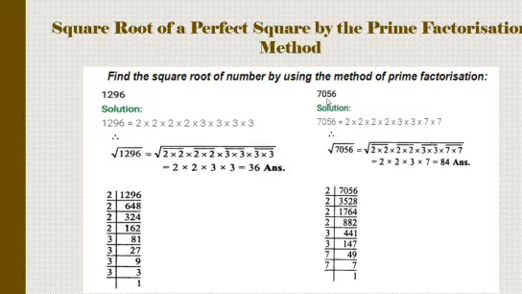Here second number is 7056. Same way, first we will find out the prime factors of 7056. Write down the numbers in form of pairs. Out of each pair one number we will take out. So here we are getting 84. So root 7056 is 84.